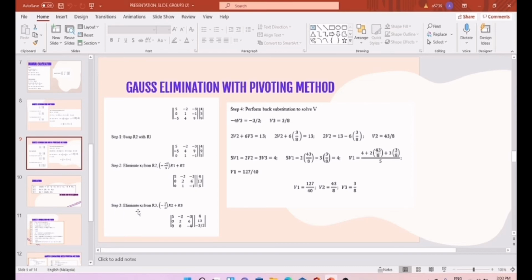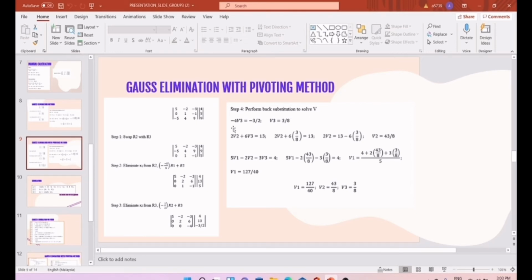Step 3: we eliminate S2 from R3. Negative 1 over 2 R2 plus R3. So 5, 0, 0. Negative 2, 2, 0. Negative 3, 6. Negative 4, 4, 13. Negative 3 over 2. For step 4, perform back substitution to solve V.